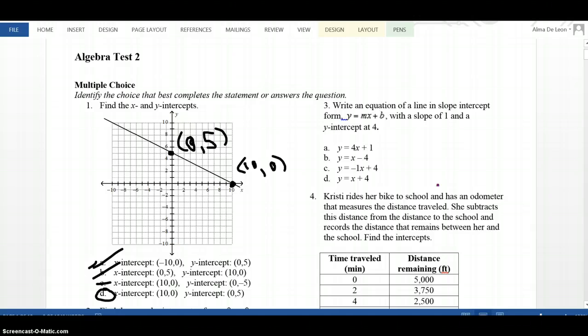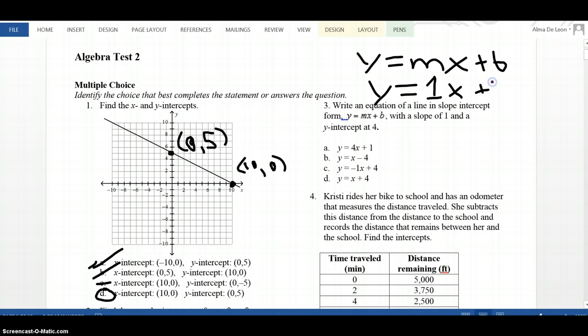Number 3, write an equation of a line in slope-intercept form, y equals mx plus b, with a slope of 1 and a y-intercept of 4. Now here, I'm actually given the equation y equals mx plus b, and I'm also told what my m needs to be. My m needs to be a 1, because m stands for slope, and the b needs to be 4, because b stands for the y-intercept.